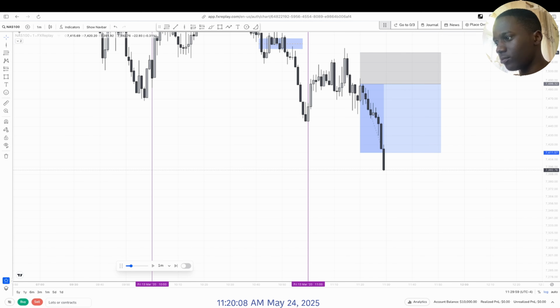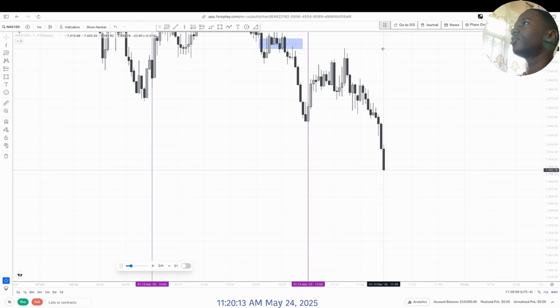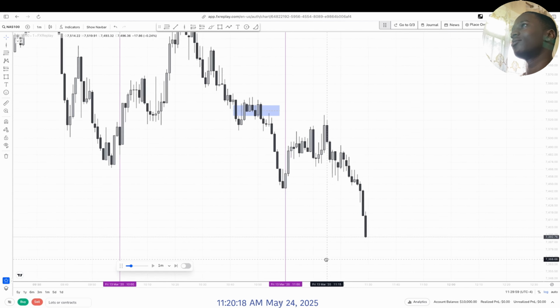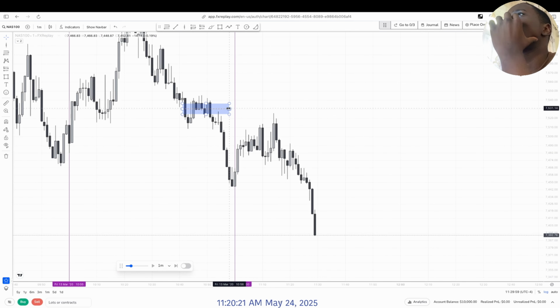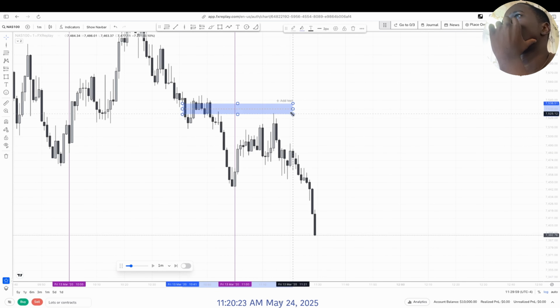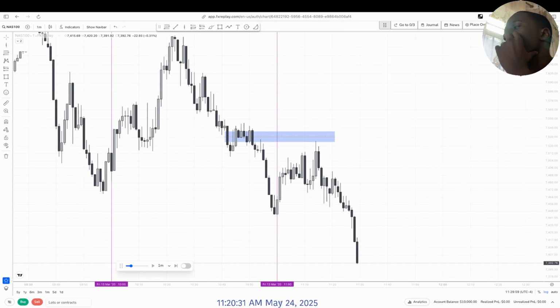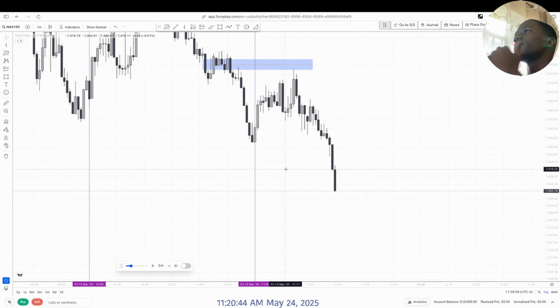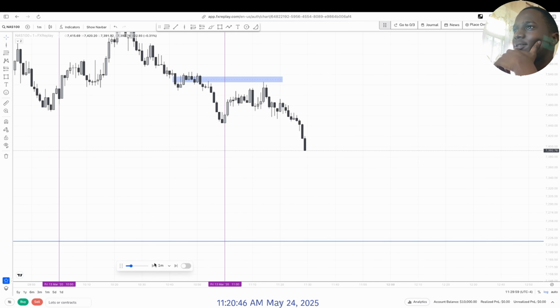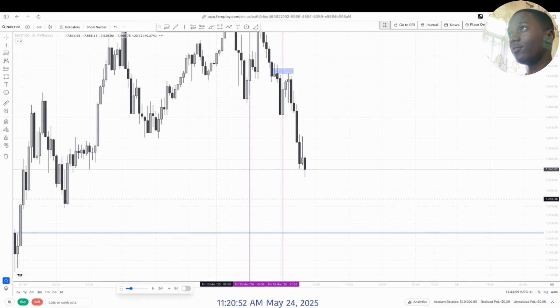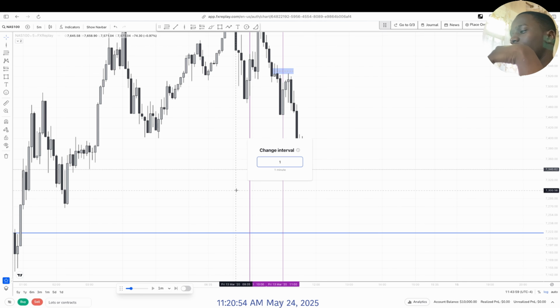Let's remove this. This was Friday, so which means you start the weekend good. And you can see that this fair value gap right here, was it retested again? Yeah, a bit. So let's wait for sell side to get tagged out. Well, we know it will get tagged out eventually. 5 minutes didn't offer an opportunity.